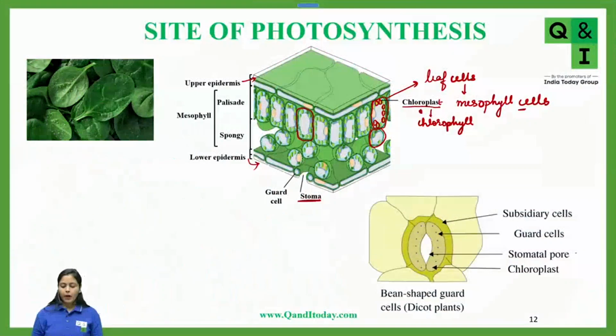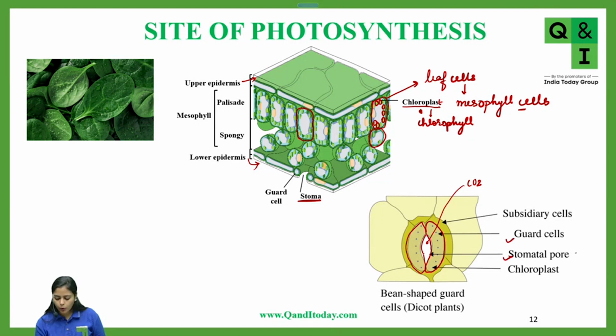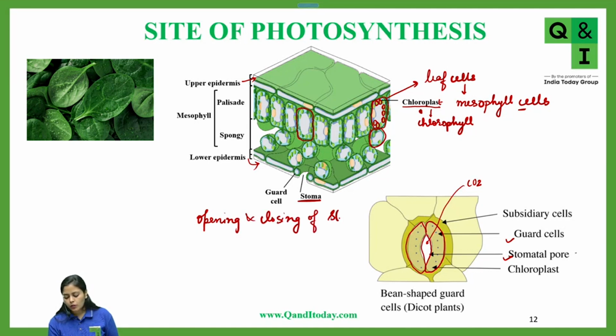Now see this. Now you have this stomata present here. This is the stomata. From this stomata, gases would come. That means carbon dioxide would enter inside. Now the stomatal pore is surrounded by two cells which are called guard cells. So these are guard cells. Stomatal pore is covered by two guard cells. Now these guard cells regulate the opening and closing of stomata. So the guard cells' role is that they are regulating the opening and closing of stomata. How?